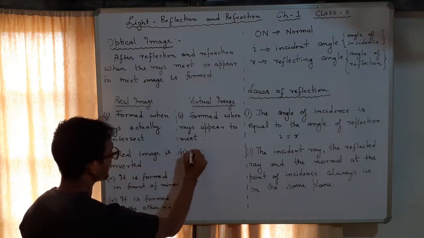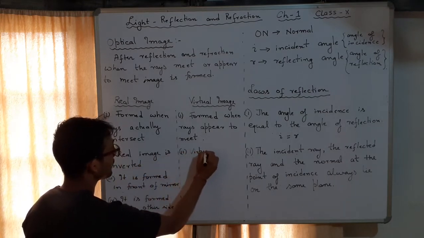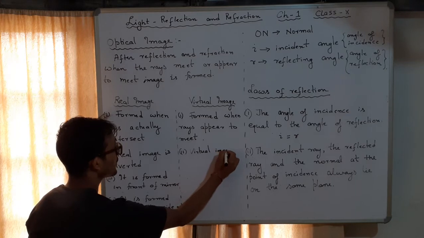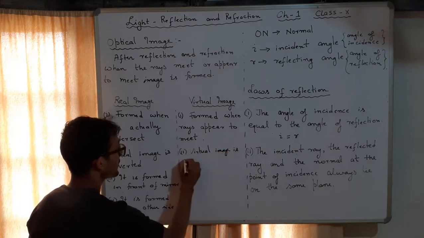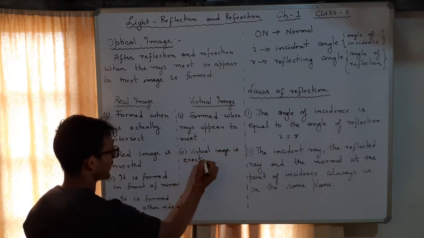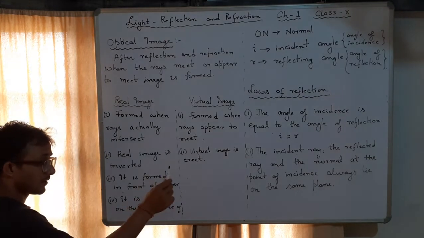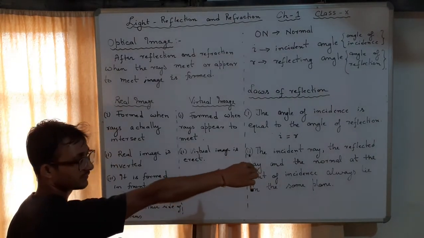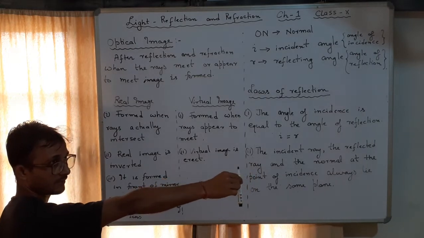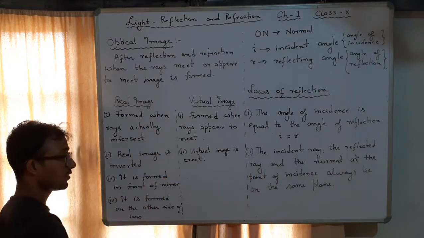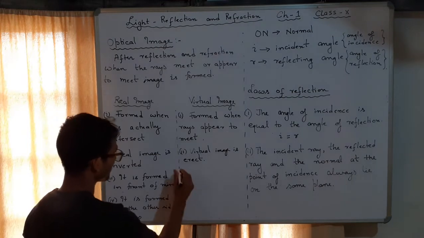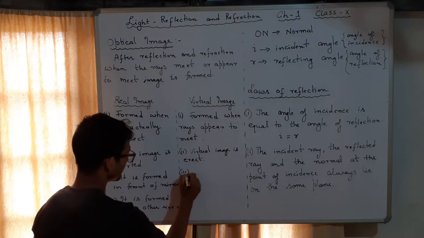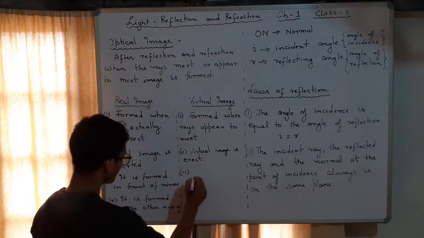Real image is inverted. Virtual image is erect. Erect means if this is the object, the image will also be like this. The same way, so the head is always up, even in the image also. Number 3.